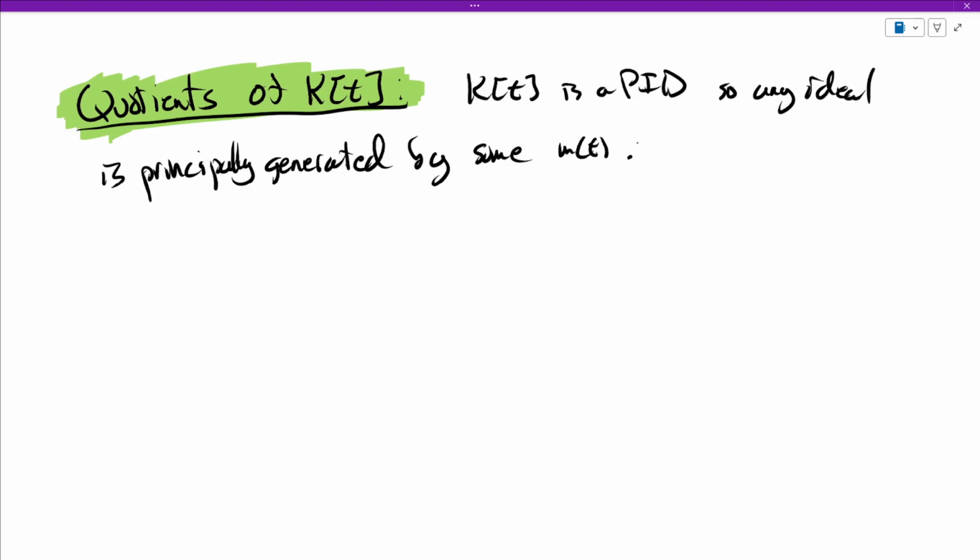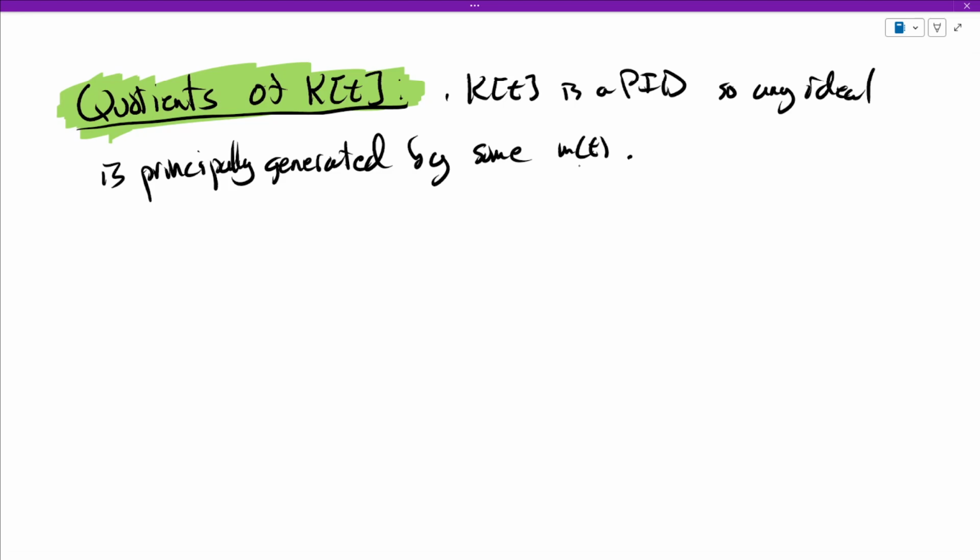All right. So a lot like when you take the integers and you quotient by a single natural number, we're going to take the polynomial ring and we're going to quotient by a single m of t. And this is the analog of those. And these are the only types of quotients. Okay, and that's the purpose of me saying this. If you don't really remember principally generated ideal or principal ideal domains, that's okay.